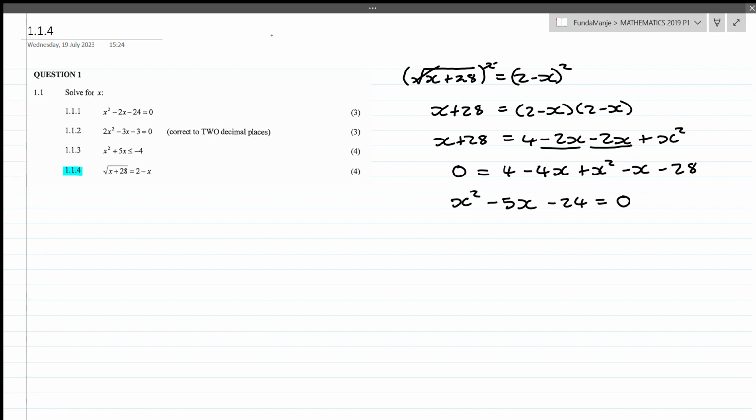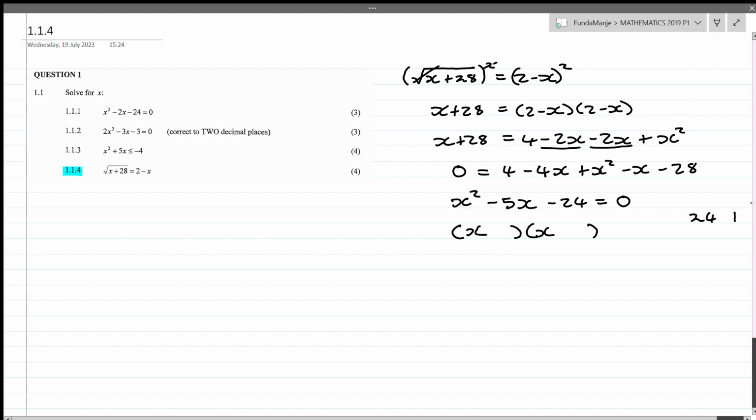So once it's like this, again it's a trinomial, and we can find values for this by opening up two brackets, placing x in both of them. You have 24 and 1, but that won't give us 5. Let's try something more realistic, like 8 and 3. 8 times 3 gives us 24, and we can combine 8 and 3 to give us minus 5.